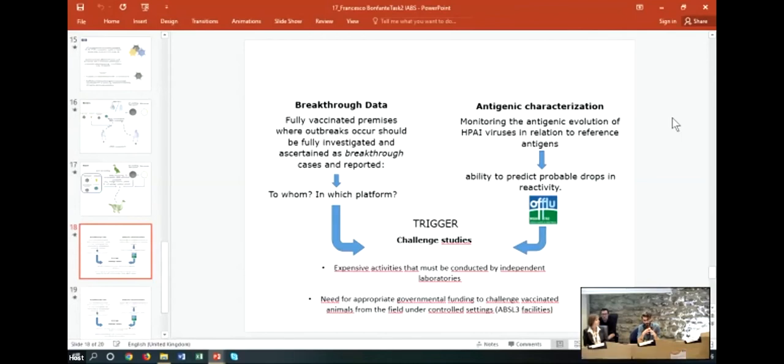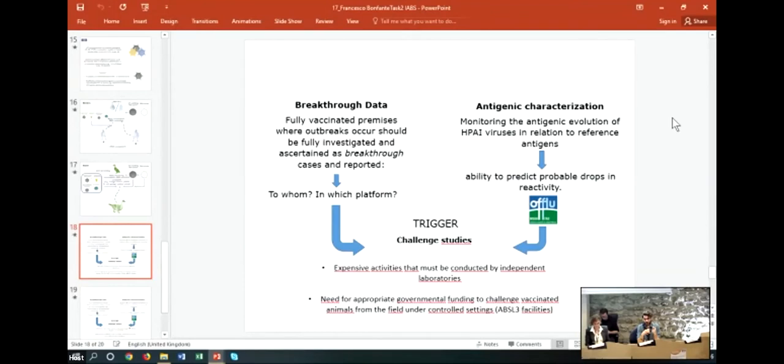And the COVID-19 crisis showed us that it's possible to use breakthrough data from vaccinated populations in a real-time manner and transform this into one of the most useful tools for surveillance and the update of vaccines. We have to learn to do the same for avian influenza, in my opinion.